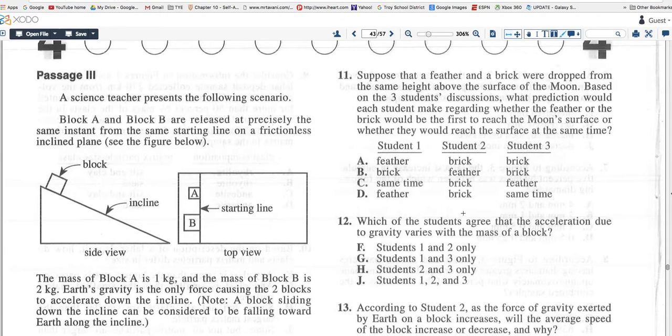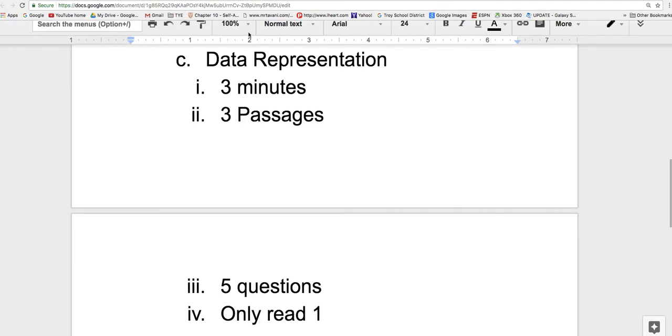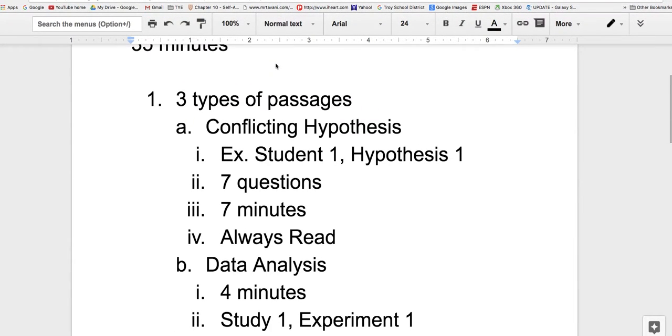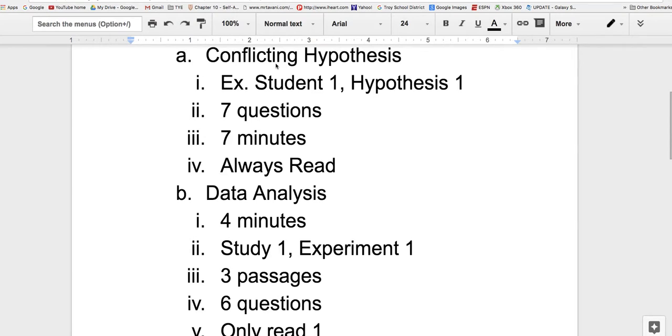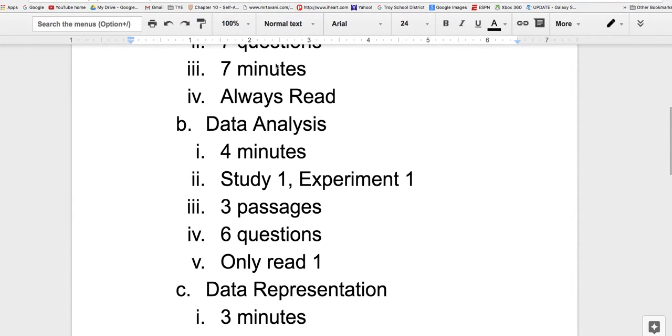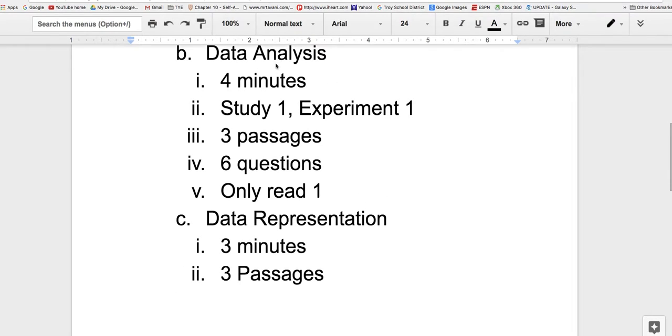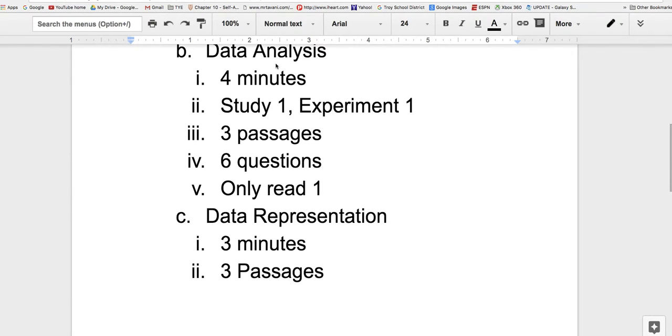So, who wants to give Cal the SparkNote version of how we approach science? Lauren, tell him how to approach science. So you first have to see what kind of science question it is, and that's based on whether you have to read it or whether you skip right to the question. So what are our indicators for which of these 3 types of passages it is? If it's a conflicting hypothesis, you always have to read it. Yeah, but what tells me it's a conflicting hypothesis? If there's student 1, 2, and 3.